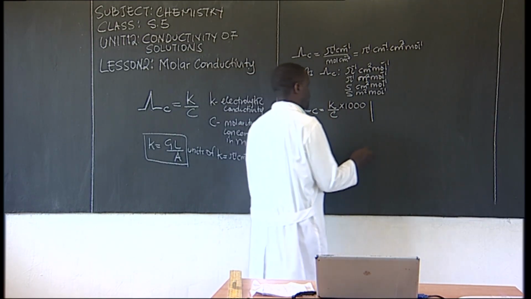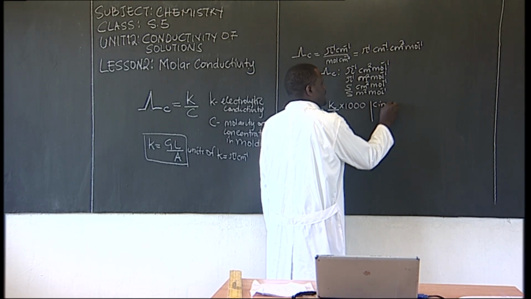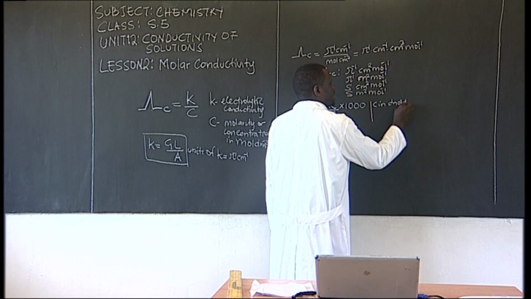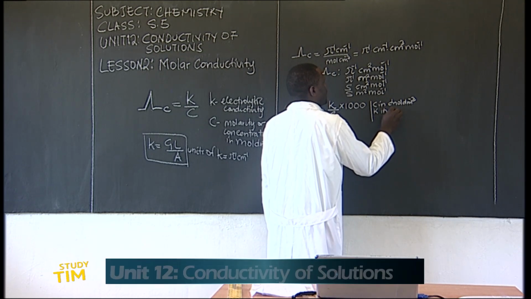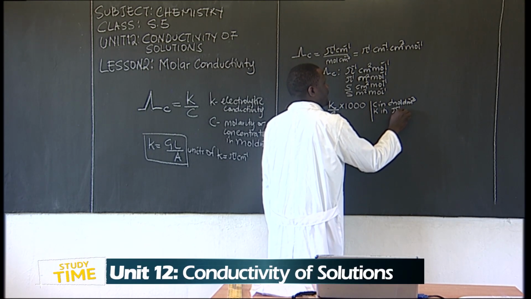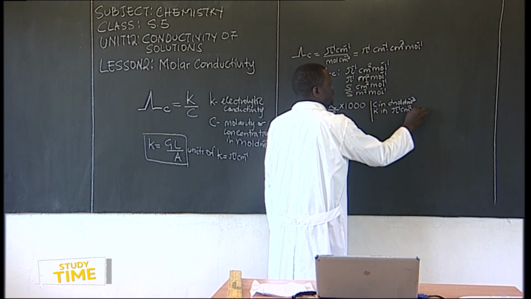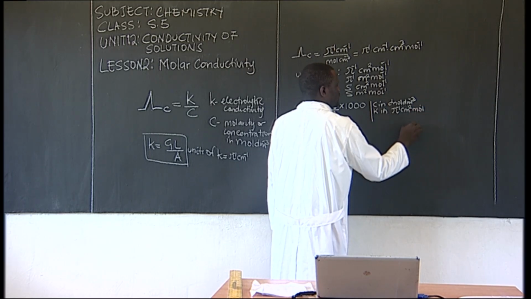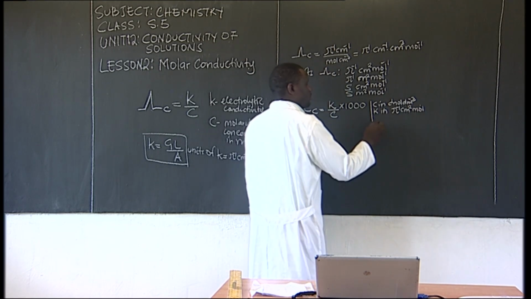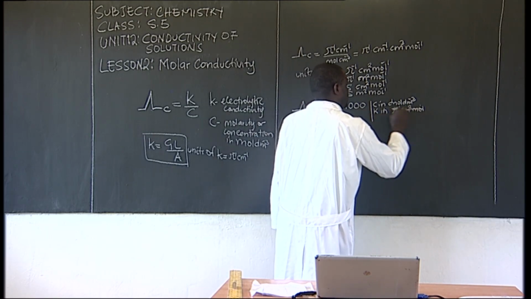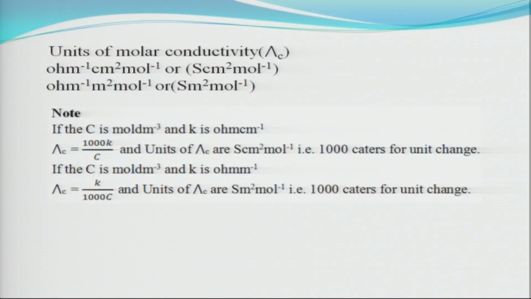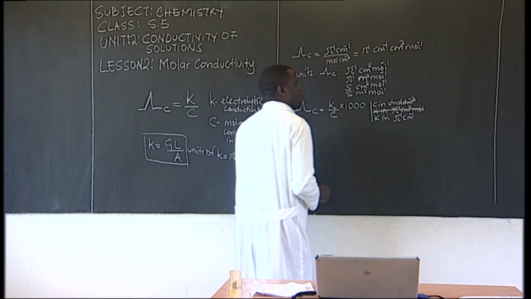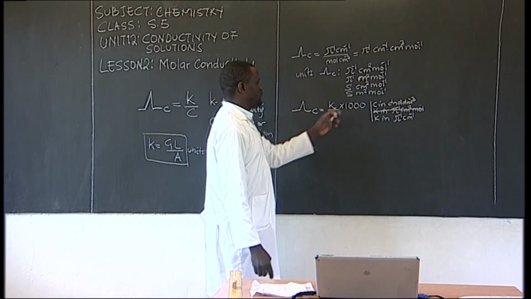That is, if we have, for example, C in moles per decimeter cubed and the K in per ohm per centimeter, to cater for unit change, you multiply times 1,000.